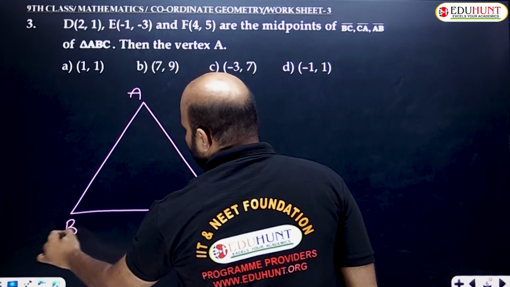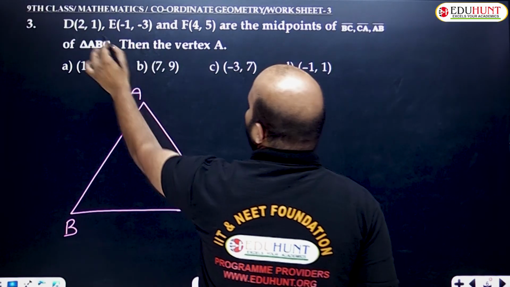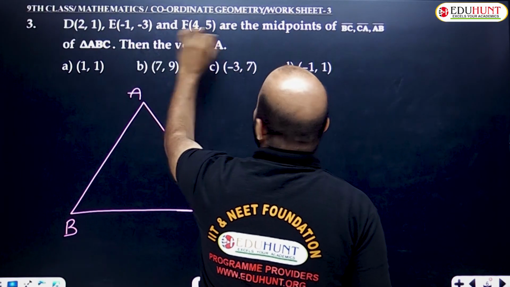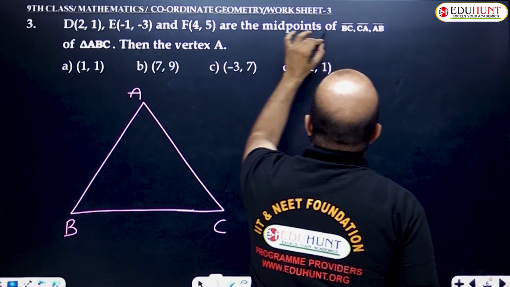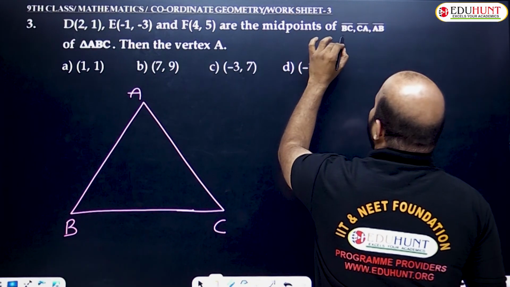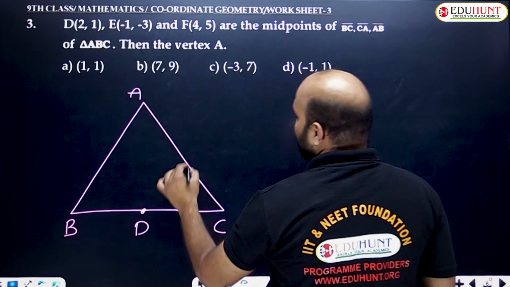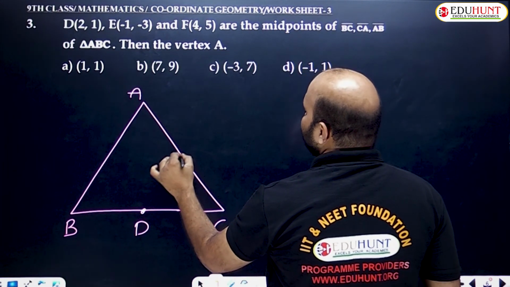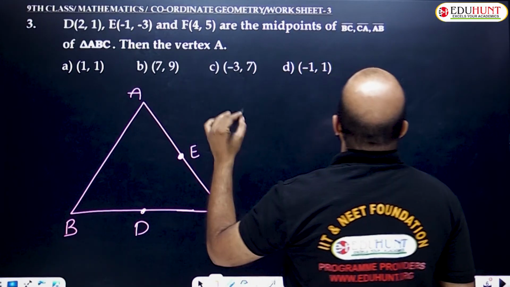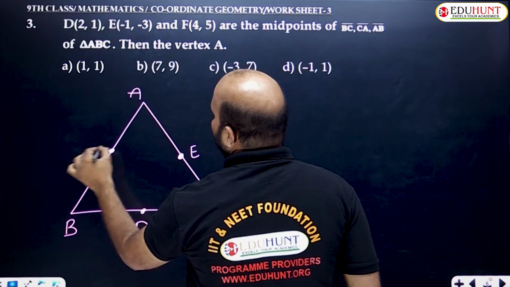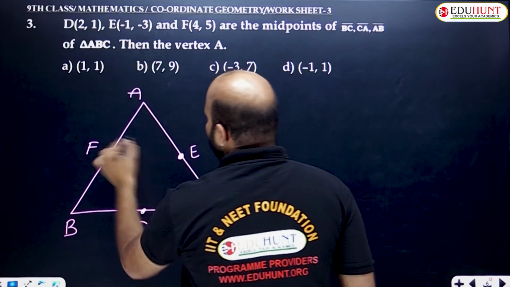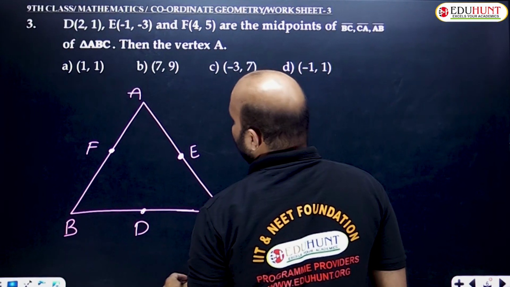ABC is a triangle, and D, E, F coordinates are already given. They are midpoints, in what respective order? BC midpoint is D, CA midpoint is E, AB midpoint is F. So D, E, F are midpoints. So what are our coordinates?